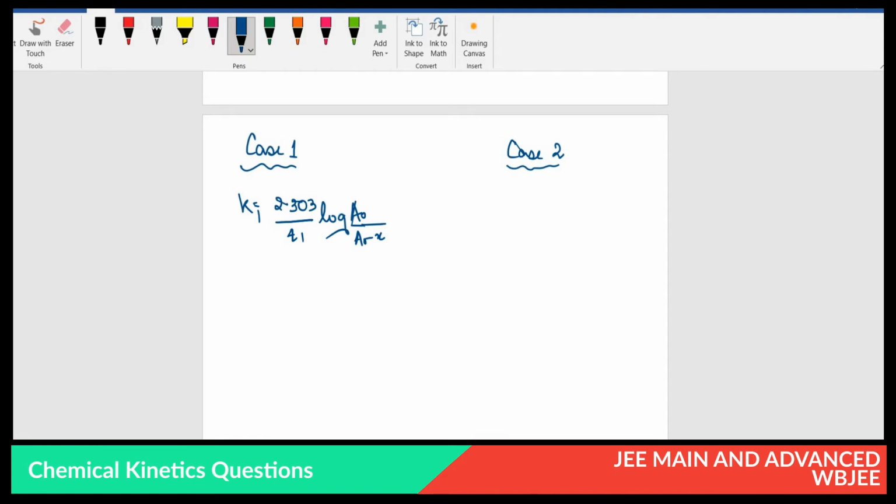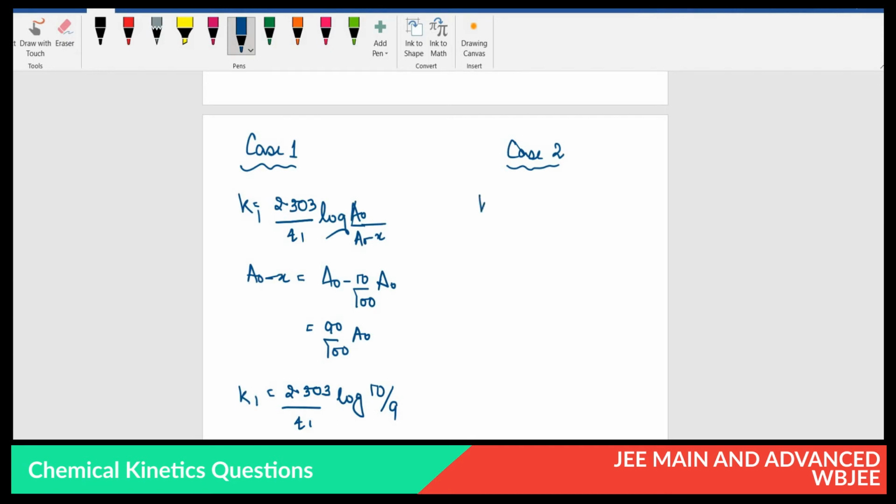So, initial concentration, if it is A0, then 10% completion is happening. So, A0 minus x is going to be A0 minus 10% of A0. So, the remaining concentration would be 90 by 100 of A0. Right, students? Yes or no? Now, substituting the formula, K1 equals 2.303 by T1 log of A0 by A0 minus x, which is 90 by 100. So, we can write it as 10 by 9. A0 gets cancelled out.